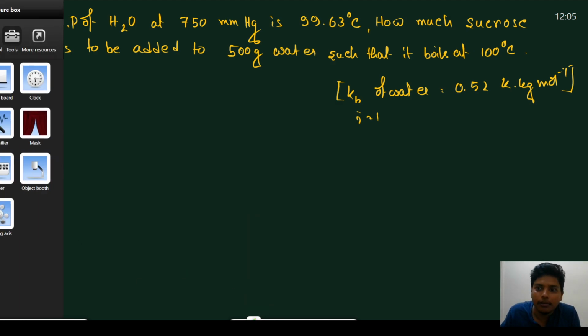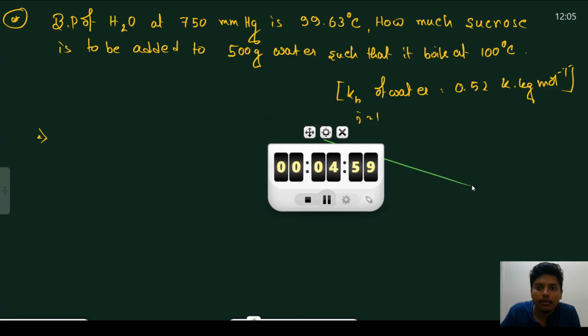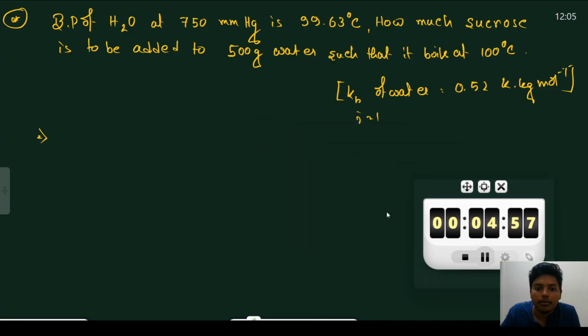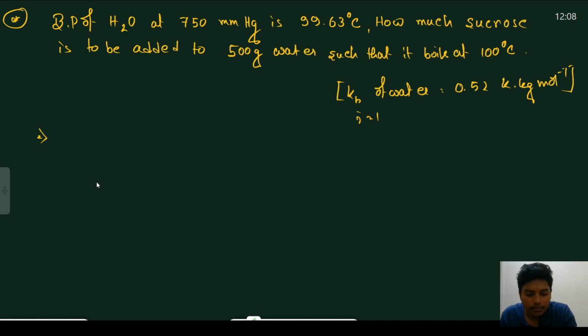Go ahead. I'm giving you 5 minutes. Listen. What is given here? Simply boiling point, elevation of boiling point. How much? Tell me. What is the delta TB? Delta TB is given: 100 minus 99.63. So equal to how much? 0.37. Okay. 0.37 Kelvin. Clear or not? 0.37 Kelvin. Huh?